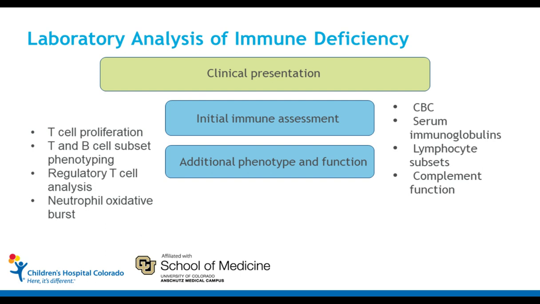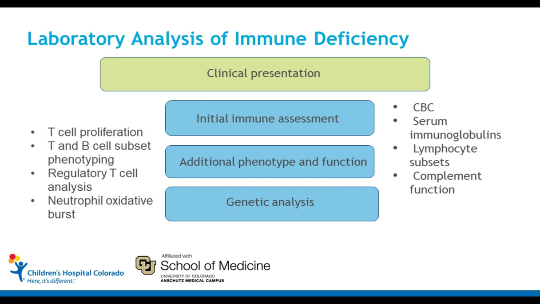It's important to understand that the initial immune assessment is offered generally by many clinical laboratories around the country. The additional phenotype and functional testing may be offered in some of the more specialized laboratories that focus on immunological testing. And finally, it's important to follow up with genetic analyses, because at the end of the day, once we do identify an immune deficiency, it's important to know what the mutation is.